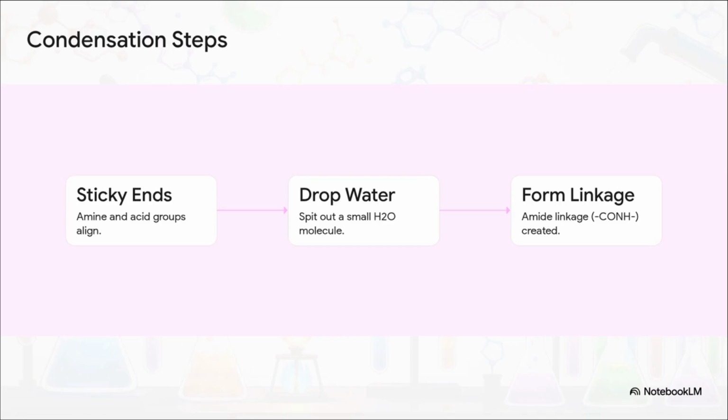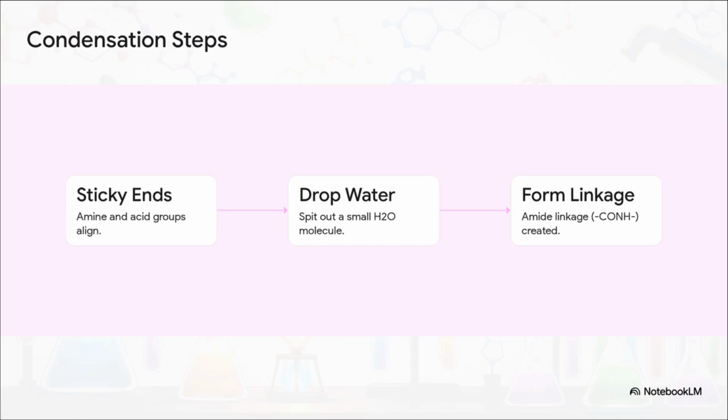The amine group of one monomer aligns right up against the acid group of the neighboring monomer. Step 2, they eliminate water. The amine group donates a hydrogen atom, and the acid group donates an OH group. H plus OH gives us H2O. They physically spit out a water molecule, kind of like it's sweating from a microscopic workout.